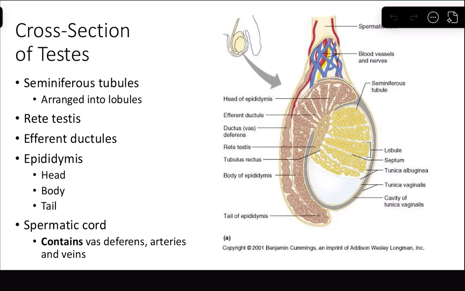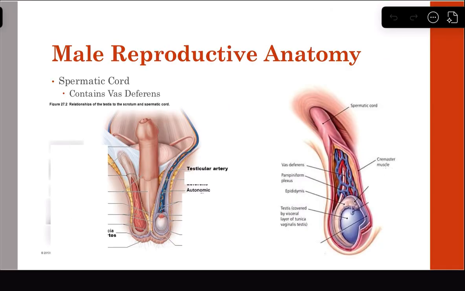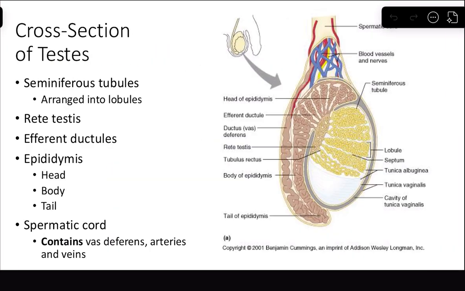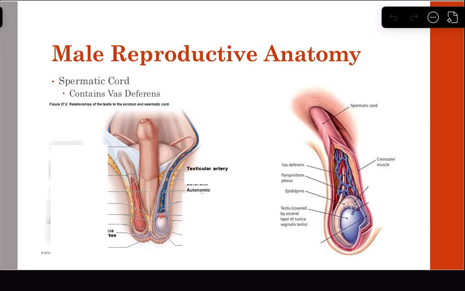We can't really see that in this image, but you're definitely going to have several images to come that will become abundantly clear. Okay. And we're also going to talk in a little bit about the spermatic cord, which contains the vas deferens and also some of the vasculature, the arteries and the veins that supply the testes and the testes drain into, right?